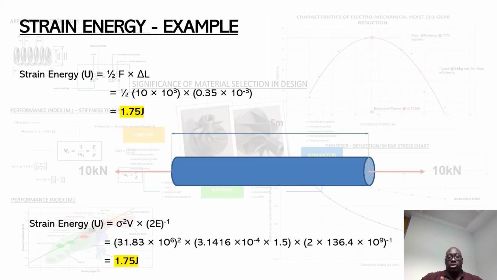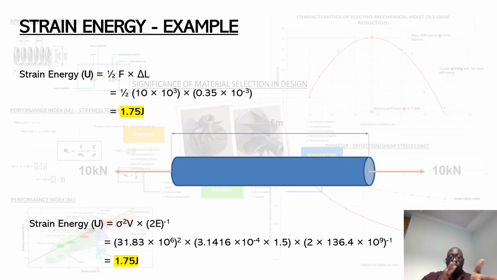Alternatively, we can use what we know in terms of the strain, in terms of the stress, the Young's modulus, and the information to work out the volume. So we know what the length of the component is. The length is 1.5 meters. We know what the area is, so we can calculate and multiply the two to give us the volume. And we just put in known information into the calculator. And if you work it out, you get the same result, 1.75 joules.